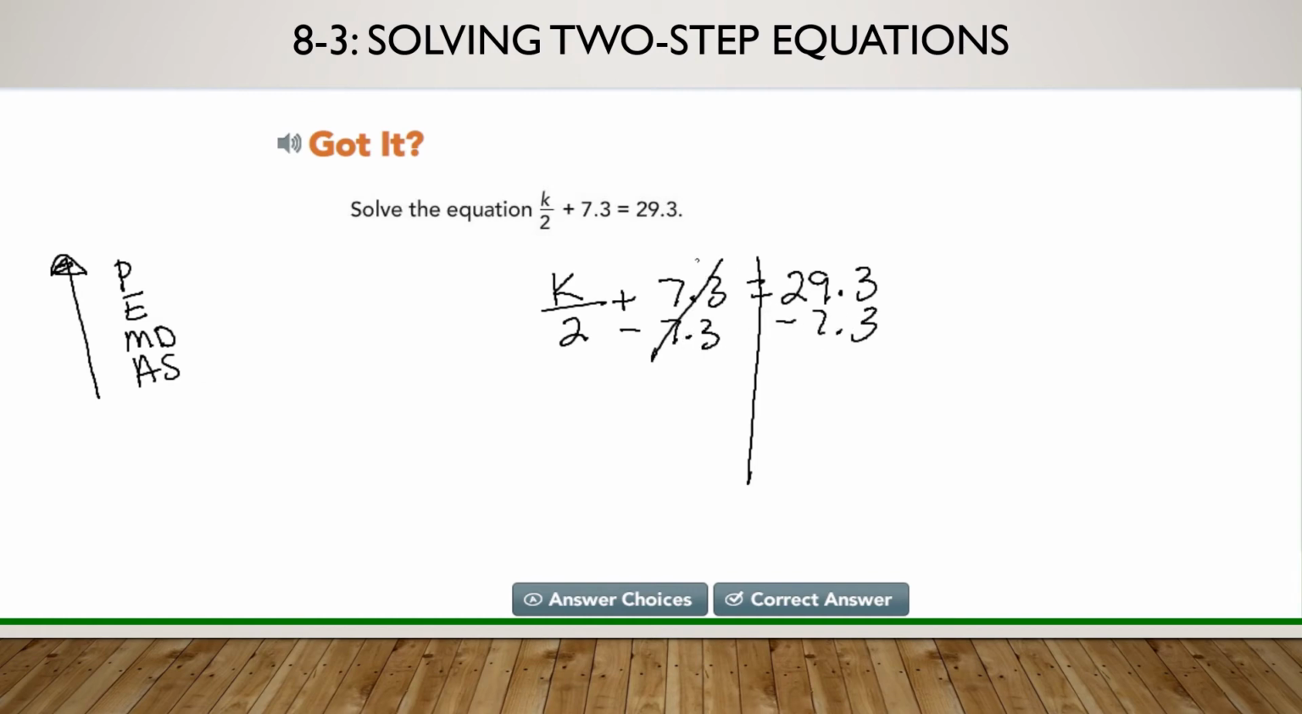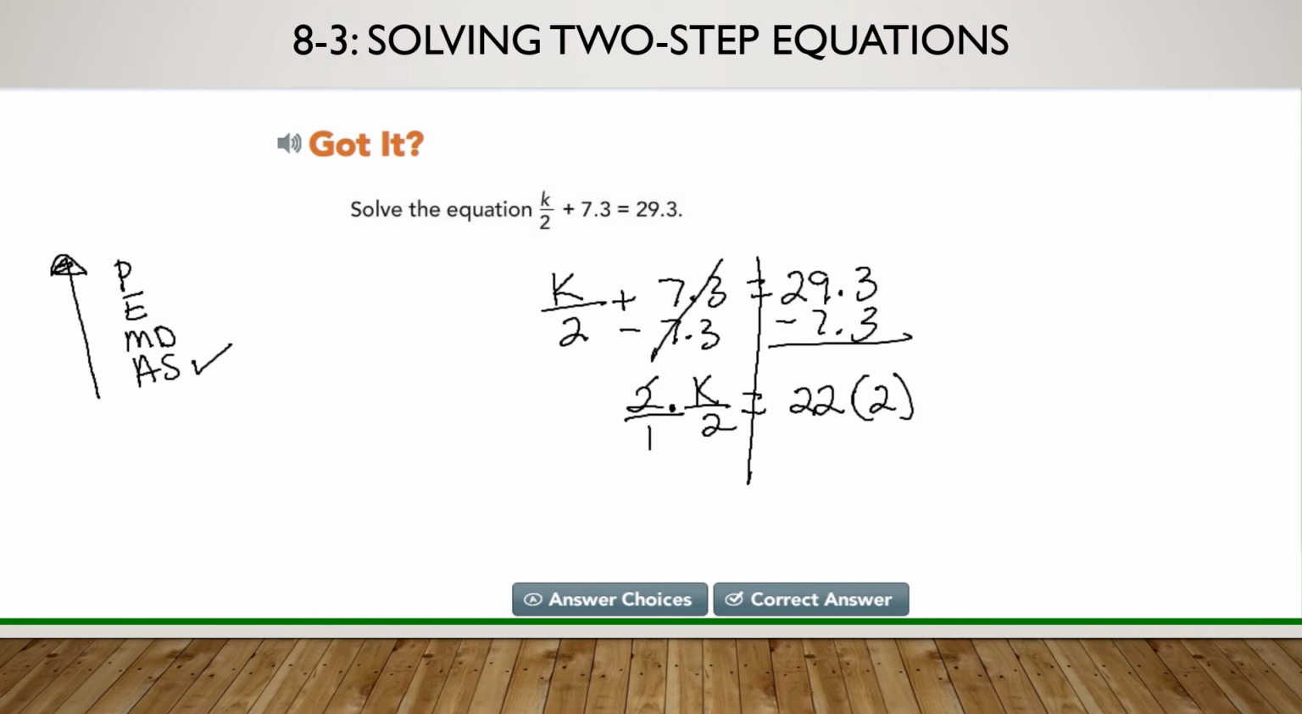So over here, that cancels out and makes 0. Now we're left with k halves is equal to 29 and 3/10 minus 7 and 3/10 is equal to 22. Now we undid addition and subtraction. Now we have to move on to multiplication and division. Well, over here we have k halves, and this 2 is stopping k from being by itself and is connected through division. So the inverse of division is multiplication. So that means we're going to have to multiply 2 on both sides of the equal sign.